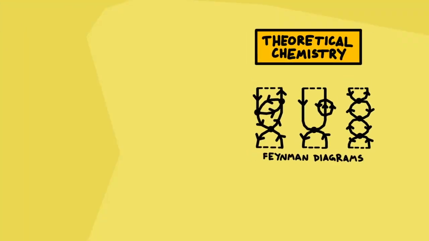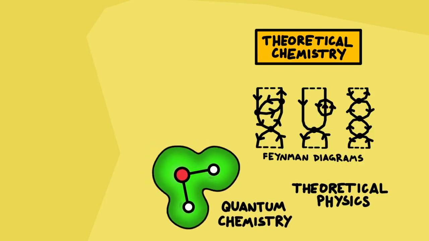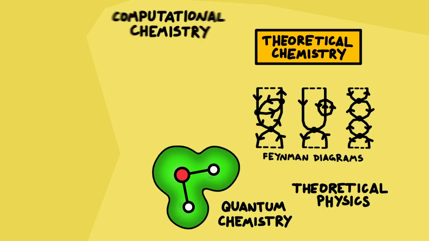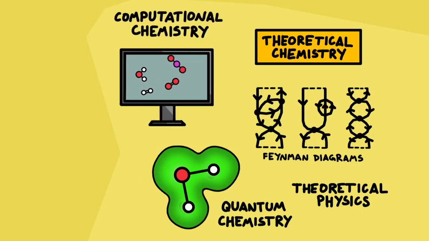Theoretical chemistry attempts to explain the structures of atoms and molecules and how they interact using mathematical methods. It's very closely related to theoretical physics and quantum chemistry, and often uses techniques in computational chemistry where atoms, molecules, and reactions are simulated in a computer.